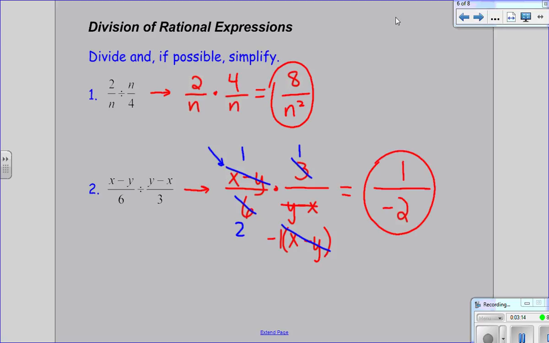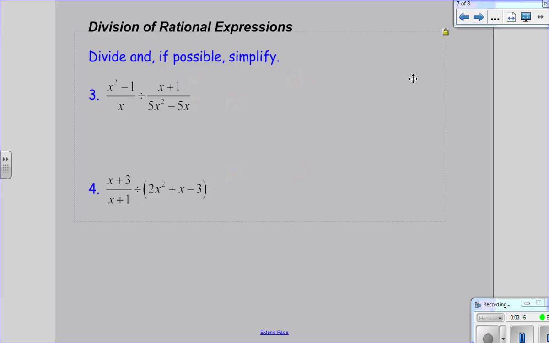If you think you've got the hang of it, try these two examples on your own by pausing the video and then resume the video when you have your answers. Okay, let's give these a try.